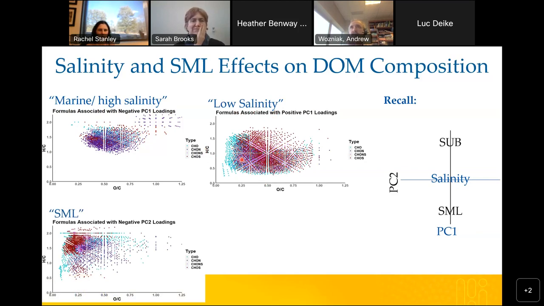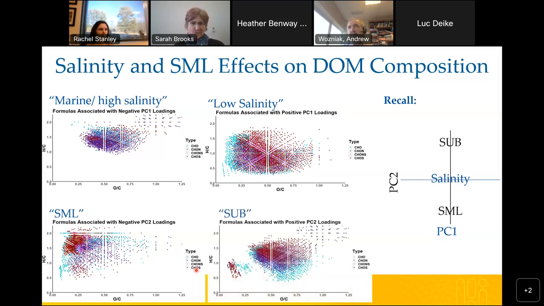Now, if I look at the formulas that are associated with the microlayer, a negative PC2, we can see that we have a grouping, a strong trend towards high hydrogen to carbon ratio and low oxygen to carbon ratio. And in particular, we see all these red dots that are our sulfur containing formulas.